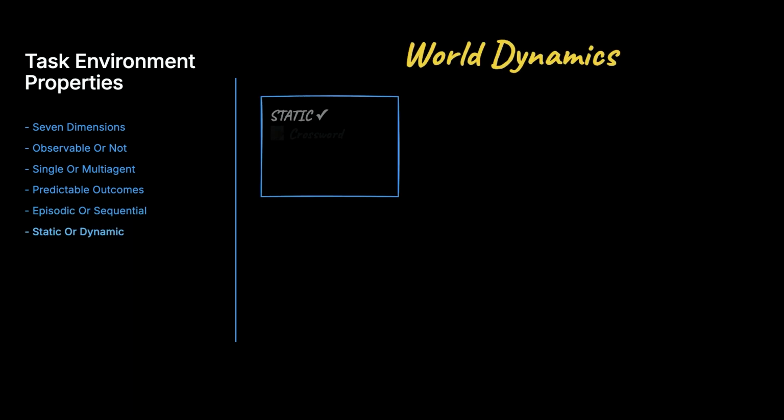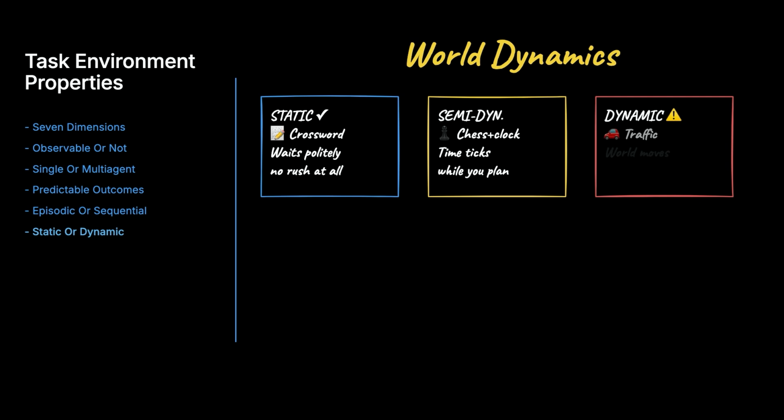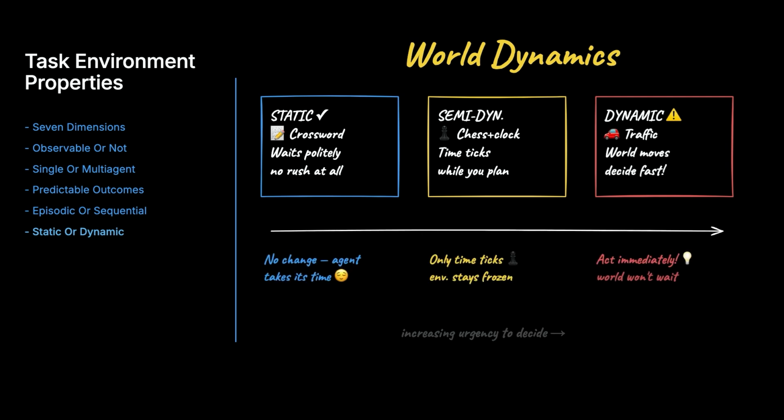The fifth dimension asks whether the world changes while the agent thinks. A static world waits politely, like a crossword that never rearranges itself. A dynamic world keeps moving while you deliberate, like traffic, so you must decide quickly. A semi-dynamic world is the middle case, like chess with a clock, where your time keeps ticking.